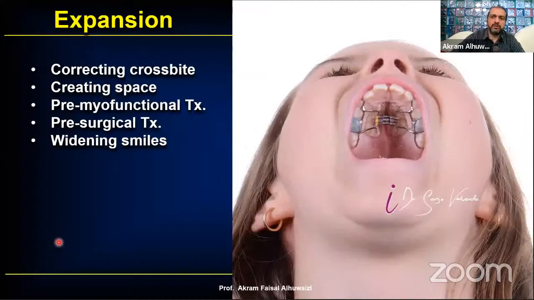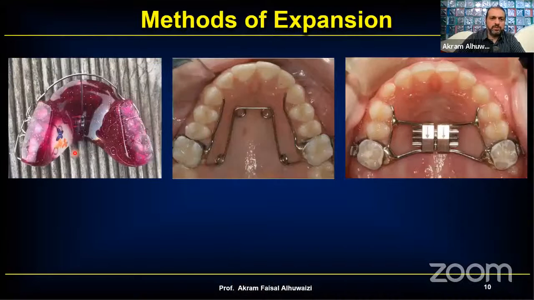Now, starting with the topic of the day: expansion. Why do we do expansion? We generally do expansion because we're correcting crossbites, but sometimes we do it to create space or to prepare people for myofunctional appliance treatment or pre-surgical treatment, or just for the fashion of widening smiles. But how do we accomplish this? We generally either use removable appliances or fixed type expanders or rapid palatal expanders.